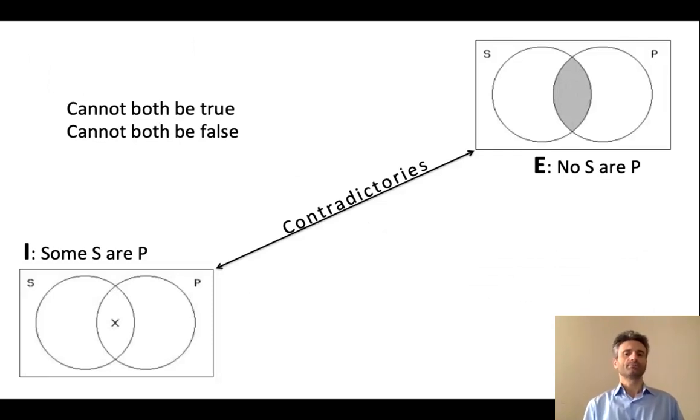By the same token, the E form and the I form are also contradictories. If one is true, the other is false. Think about it. If no bananas are yellow, not even one, then it would be false that some bananas are yellow. And vice versa, if some bananas are yellow, then it is false that no bananas are yellow. So A and O, and E and I, are contradictories.